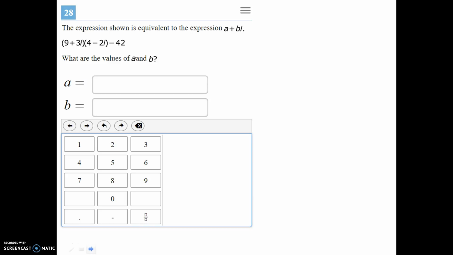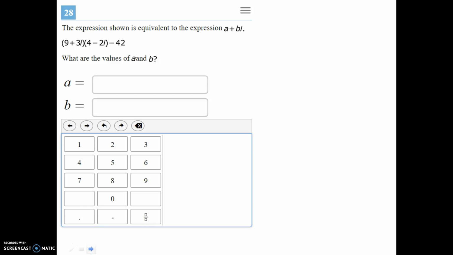So this question starts with the expression shown is equivalent, which means the same, to the expression a plus bi. If you look at the expression they give us, it looks nothing like a plus bi, but it tells us they're the same. So then it asks what are the values of a and b.